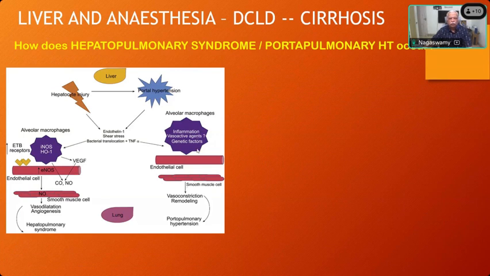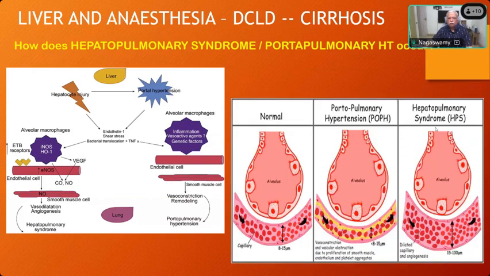And inflammation and vasoactive changes and genetic factors lead to endothelial cell damage, smooth muscle vasoconstriction, remodeling. So the lung gets affected. If you see this picture, these two things, how they happen: in portopulmonary hypertension, this is the normal alveolus, and this is the capillary that is supplying there. It has a diameter of 8 to 15 microns. Here it becomes less than 8 to 15 microns. So vasoconstriction is occurring, the diameter is reducing.